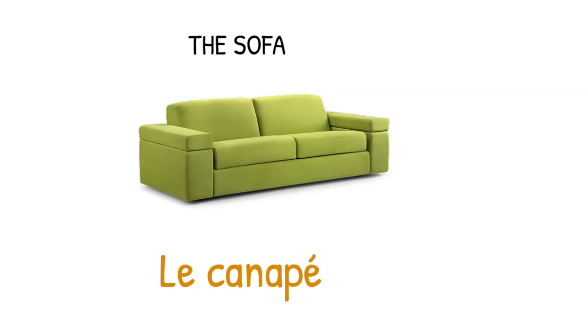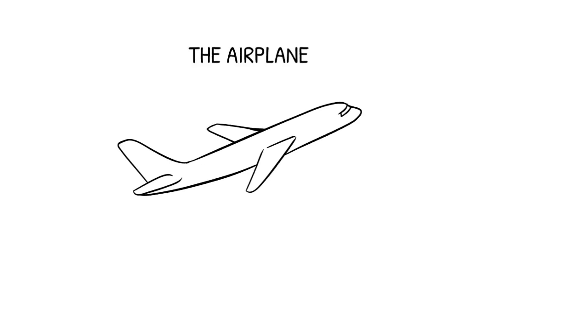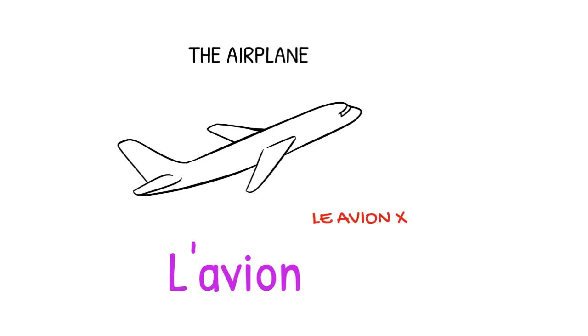Now let's see what do we have next. One pen, two pens, plural, the pens. So les stylos. Because it's plural. It's a plane. The airplane. L'avion. Now see, avion starts with the vowel A, so we write L apostrophe, l'avion. Because we cannot write E and A together, so we write L apostrophe avion.